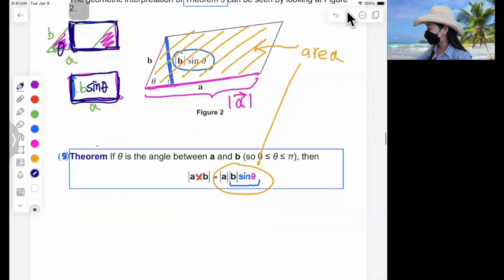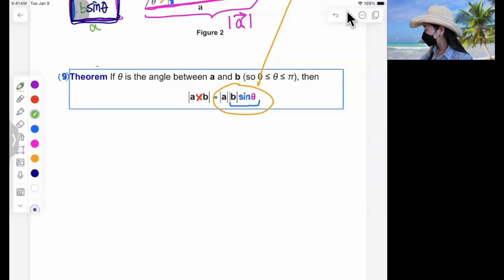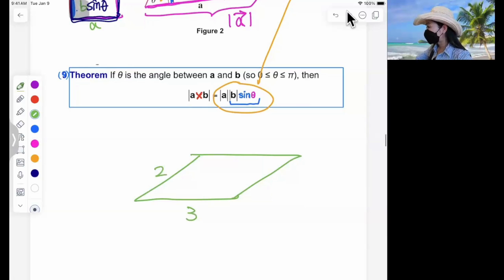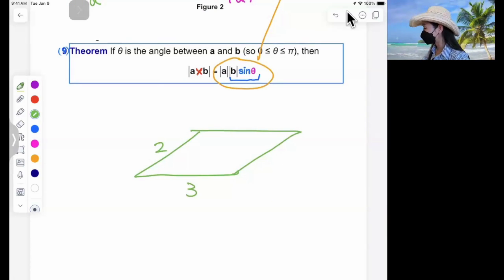Let me make a... Think about it, like if you were to shoot it in place. Okay, let's just do it. Here, say this is 3. Say this is, say, 2. Would this area here be 3 times 2?